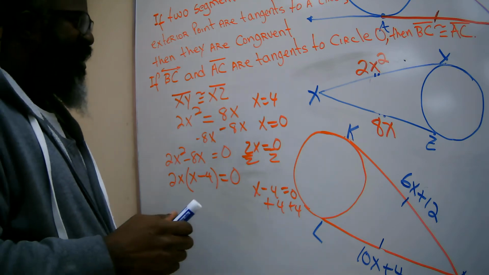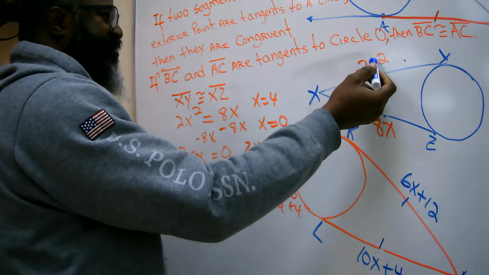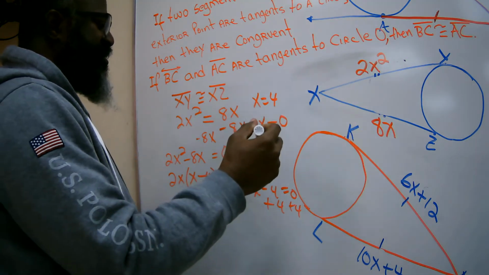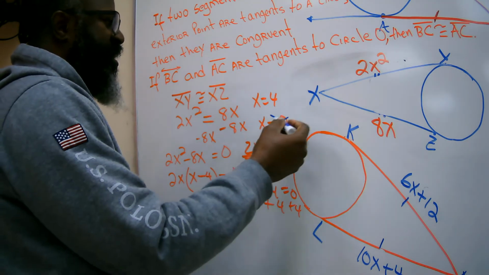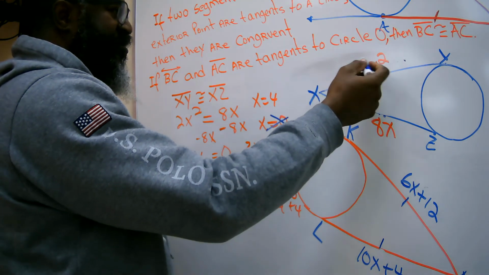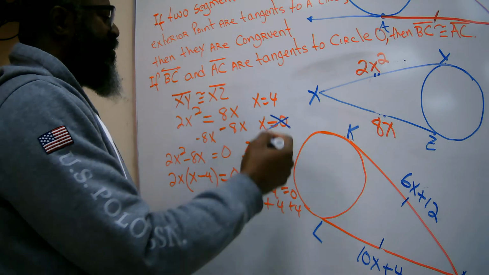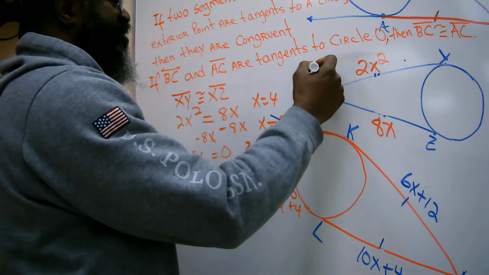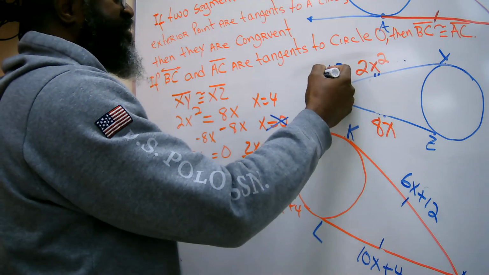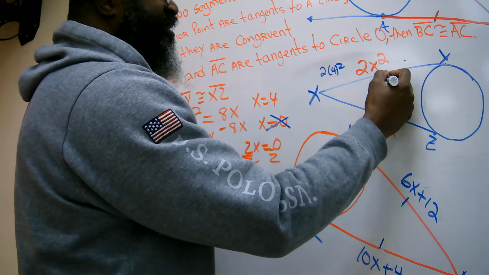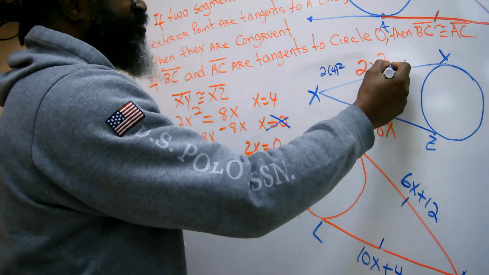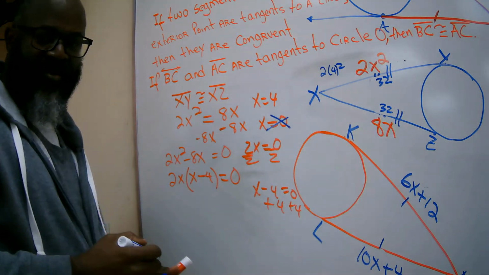Right? So x cannot be 0. When x is 0, this is going to be 0. We cannot keep that. Since we're dealing with length, distance, if you let x be 0, this is going to be 0, this is going to be 0. So this is not right, and we reject the 0 answer. So we're going to let x be 4. When x is 4, that will be 2 times 4 squared. 4 squared is 16. 16 times 2 is 32. Therefore, this length will be 32. And 4 times 8 is 32. And that shows you that those two tangents are indeed congruent.